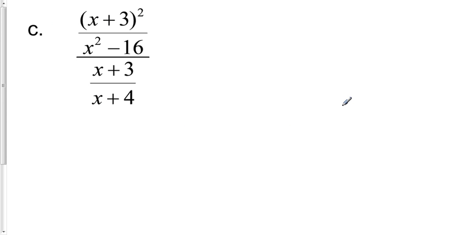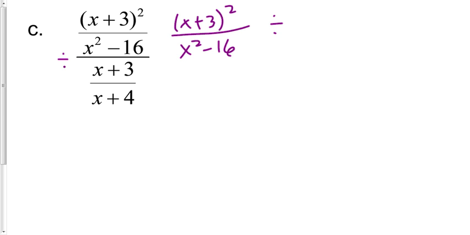Okay, last one. Sorry if this video is getting long. I want to show you what to do if you see a problem like this. This is called a complex fraction because we've got a fraction divided by a fraction, or a fraction over a fraction. What this means, though, is divided by. Remember, this fraction bar means division. So I really have x plus 3 squared over x squared minus 16 divided by x plus 3 over x plus 4. So we're going to think about it as a division problem when we're simplifying this fraction.